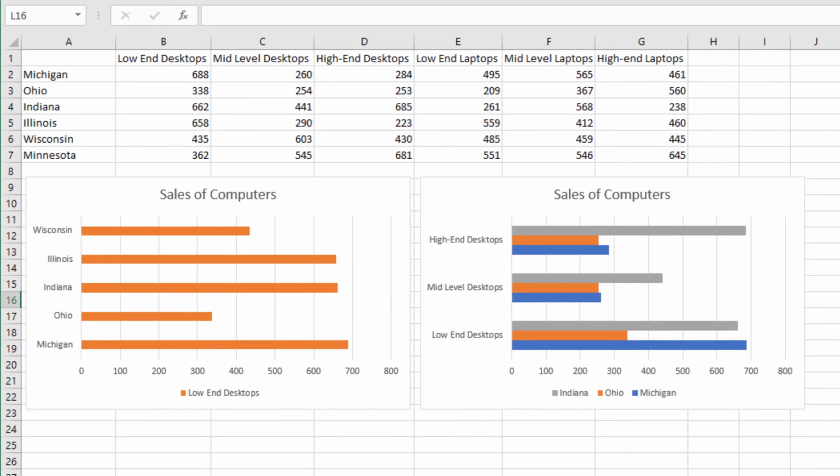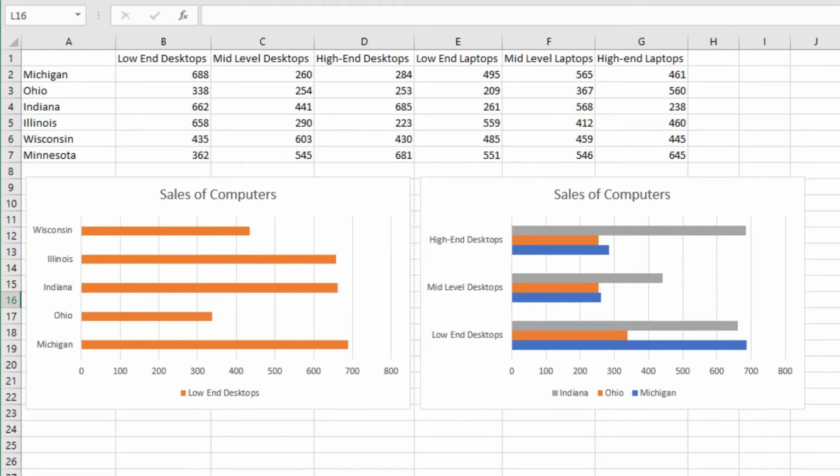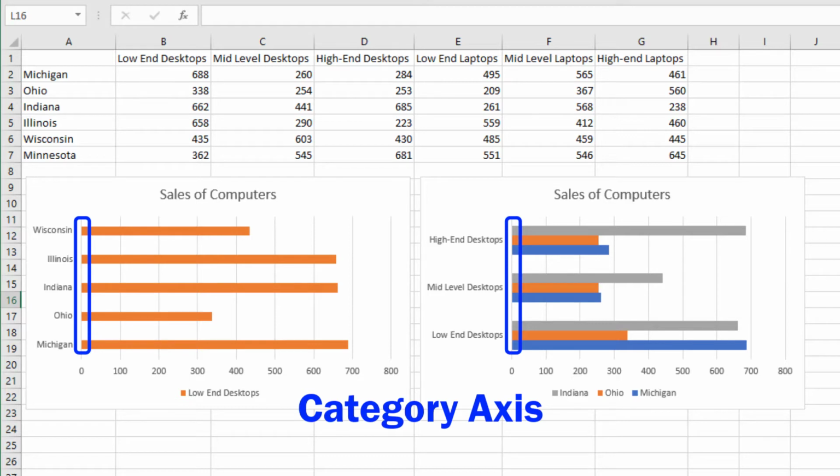A bar chart in Excel has two axes, a vertical axis and a horizontal axis. An Excel bar chart places words or labels on a vertical axis to indicate the items being represented in the chart. Microsoft calls the items on the vertical axis categories or category labels. Since the axis represents the chart's categories, Microsoft refers to this axis as the category axis.